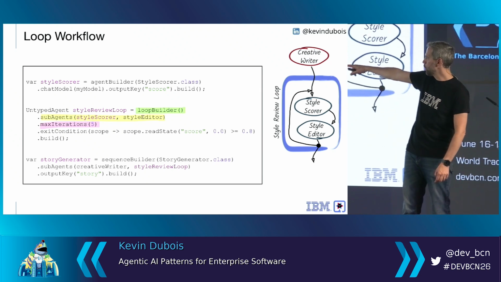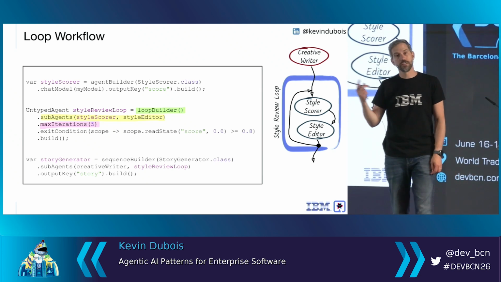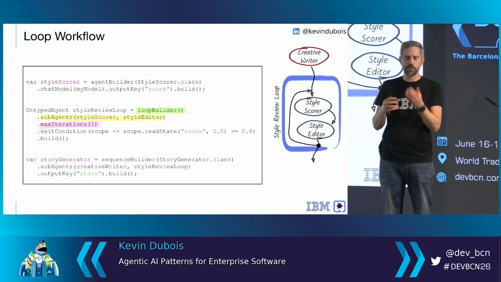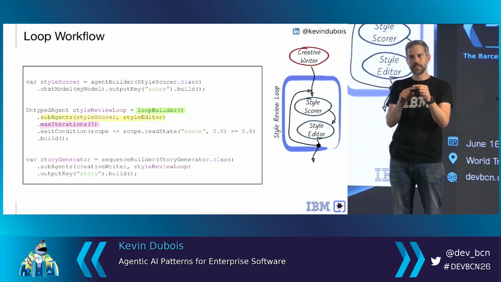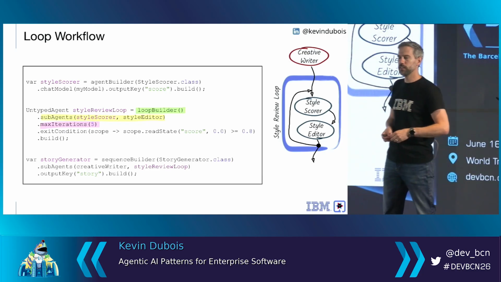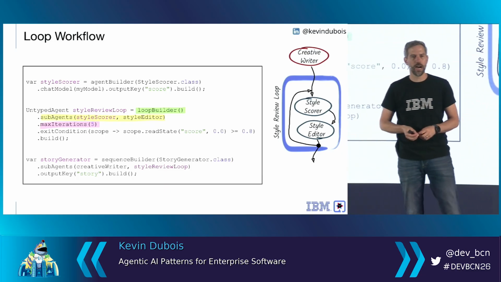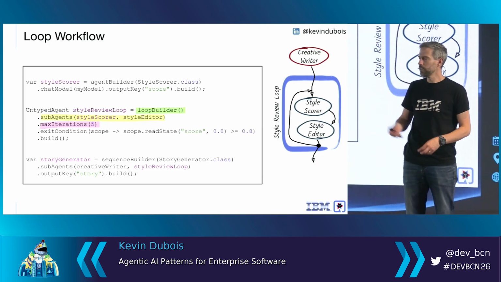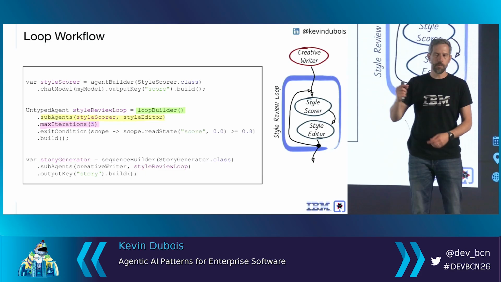And you can see we have two sub-agents. We have the style scorer and the style editor. So the style editor we saw before, it was the one that was going to modify the story based on a specific style. And then what's going to happen is the style scorer is going to score whether that style is really close enough to the given style. And if not, it's going to send it back and then iterate on it. In this case, for 5 times, right? So up to 5 times.